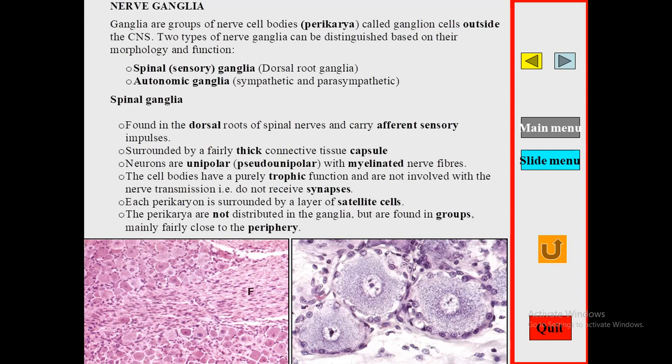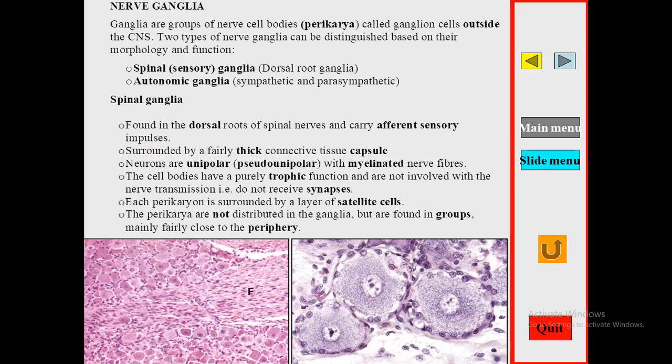Then we moved to the ganglia. We said the nerve ganglia is an aggregation of neuronal cell bodies outside the central nervous system. And we had an example, the dorsal root ganglia or spinal ganglia, which is a sensory ganglia, and the second type is the autonomic ganglia. Of course there are differences between the spinal and the autonomic ganglia. Dorsal root ganglia are usually located near the spinal cord, while the autonomic ganglia in most cases are diffused within our body. When we say autonomic it means sympathetic and parasympathetic ganglia.